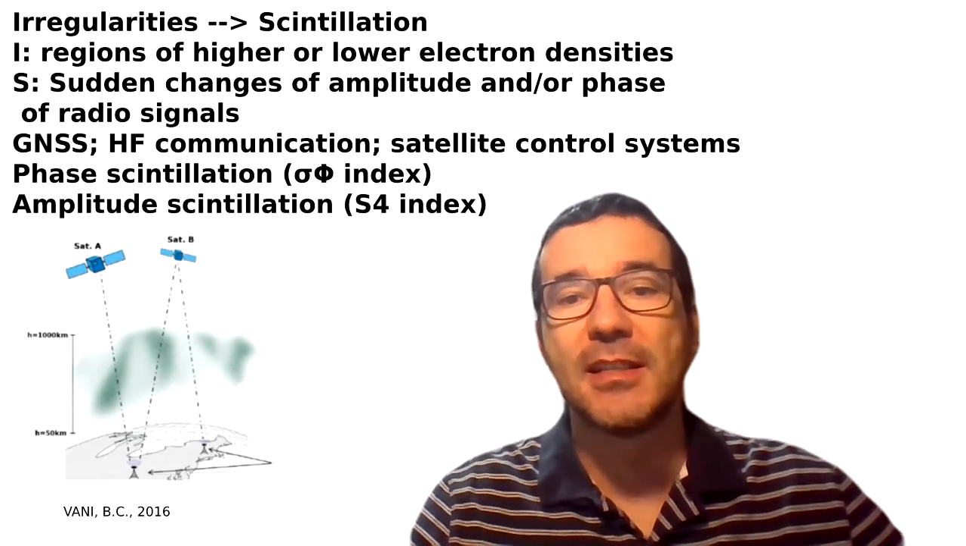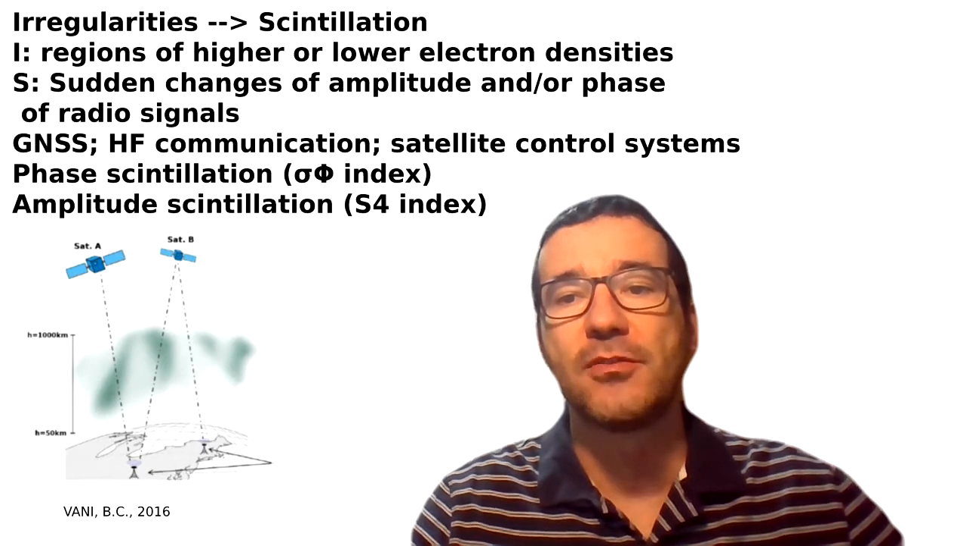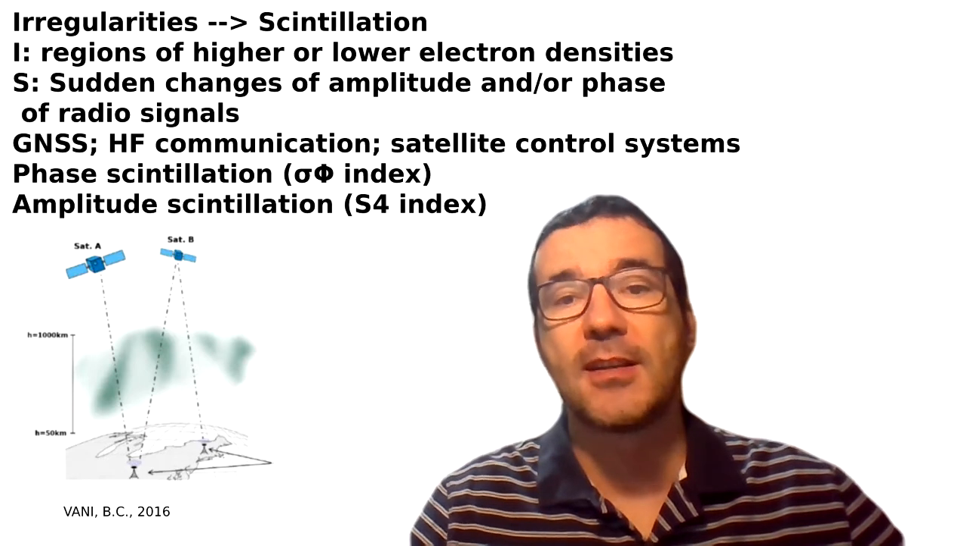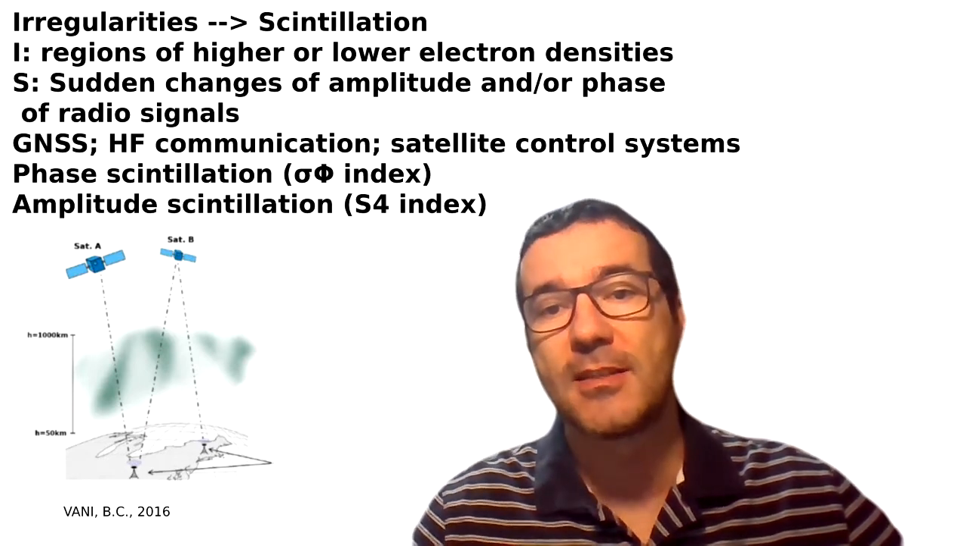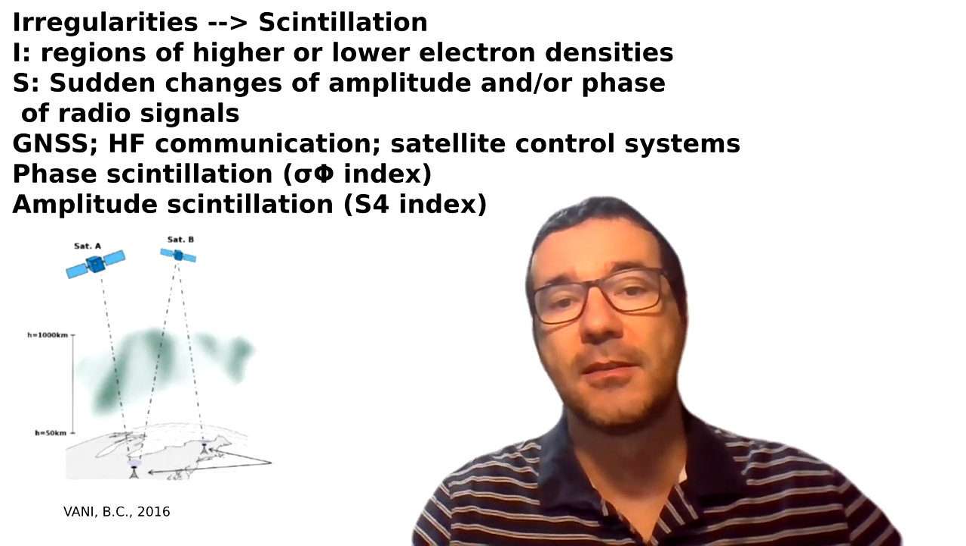The aim of this study is to make a full mapping of the scintillation during the solar cycle 24 in South America. The solar cycle 24 was the last solar cycle that ended last year. And we are using the S4 index that gives the amplitude scintillation.